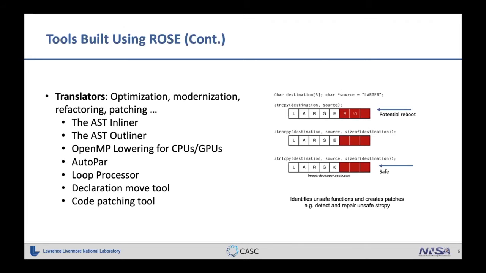The second type of tools we are building are translators, and their purpose includes optimization, code modernization, and refactoring, and so on. And you can see a list of example translators we have built.